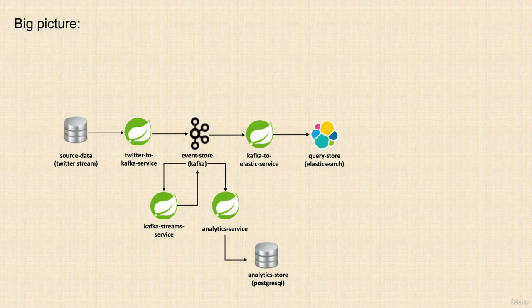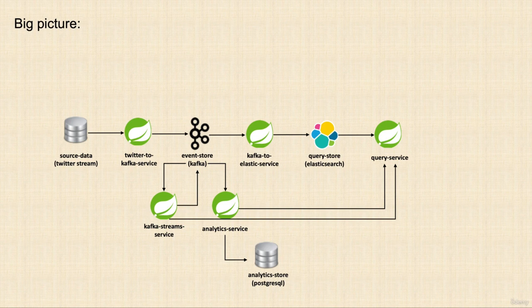Then you will complete the query component of the CQRS pattern with a new microservice, the query service. This service will query the data from Elasticsearch, and remember that Elasticsearch is populated by the Kafka to Elastic service in this architecture. This query service will show the results from Elasticsearch, and in addition to that, it will get some analytics data from the Kafka Stream service and the analytics service by making a REST call. So in this section, you will have a chance to see how REST calls work between microservices as opposed to the event-driven approach that you were developing.